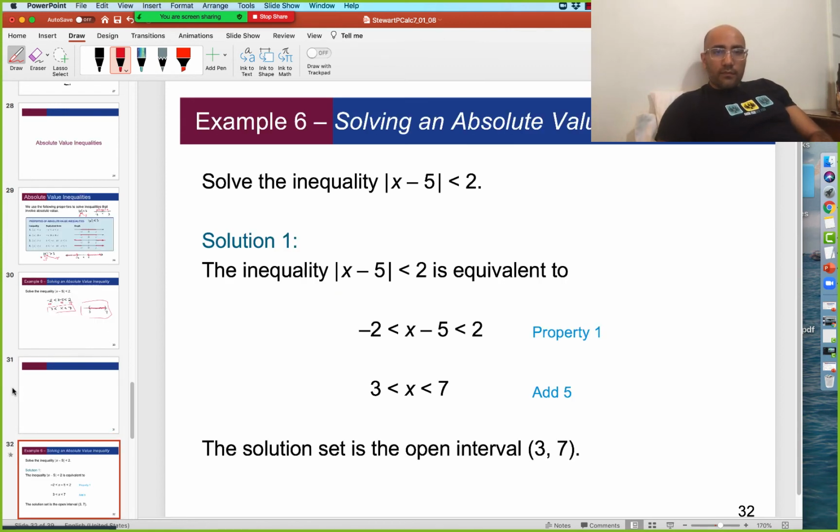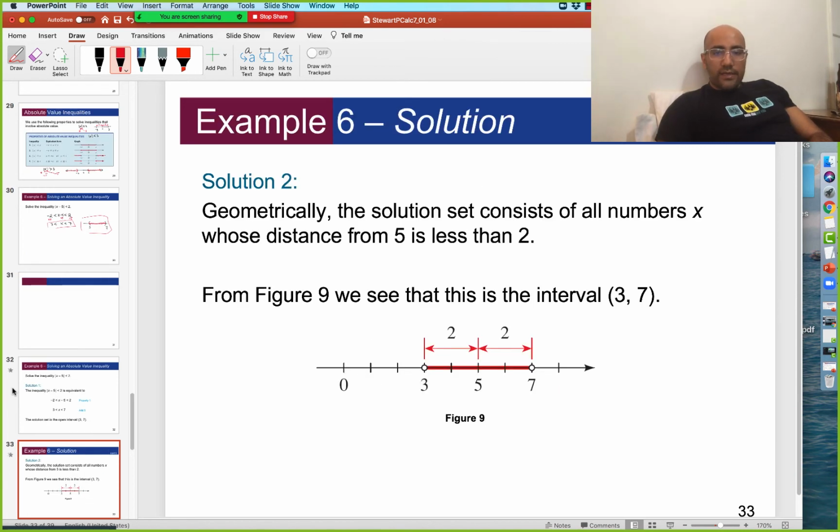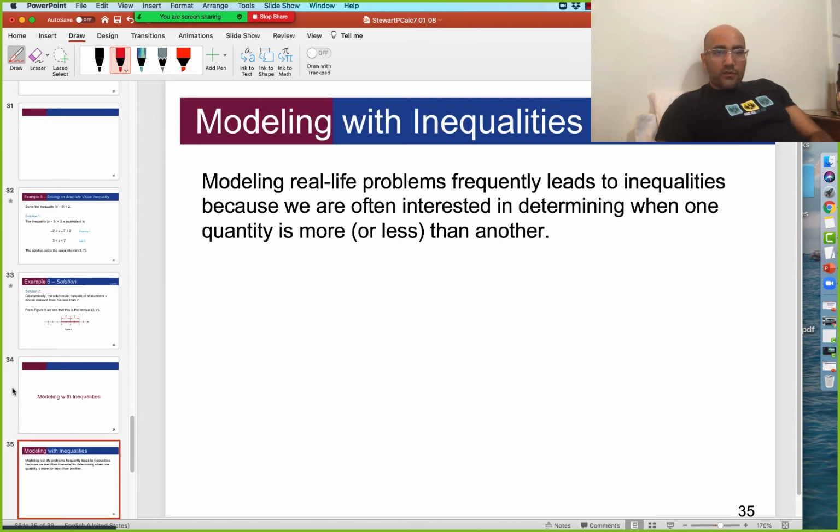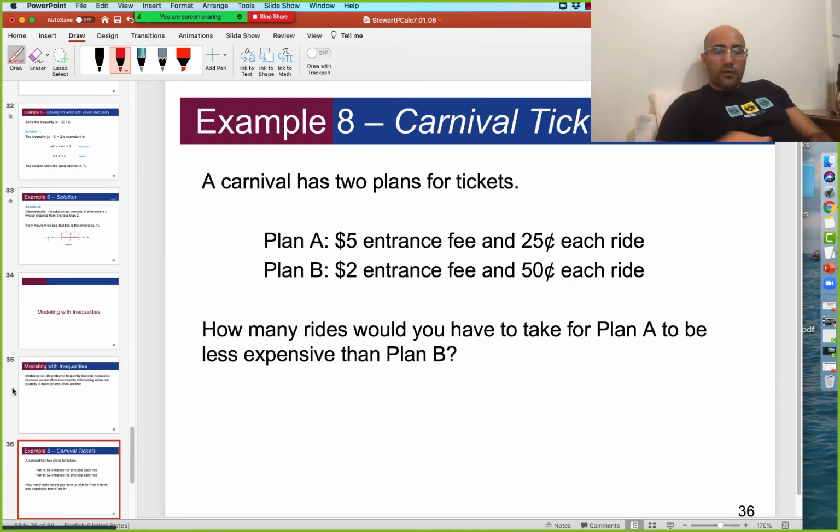Okay. So let's see. The author solved it in the exact same way, so then they got that. Modeling with inequalities. Modeling real-life problems frequently leads to inequalities because we are often interested in determining when one quantity is more or less than the other. Okay, so let's look at this.